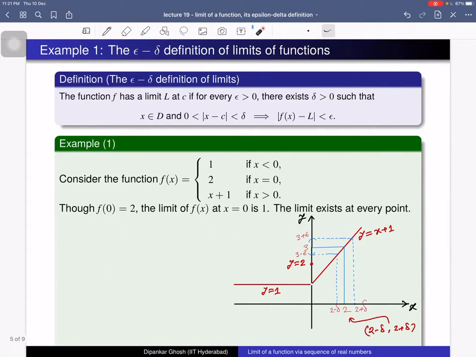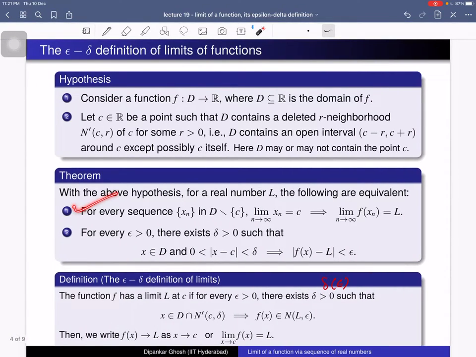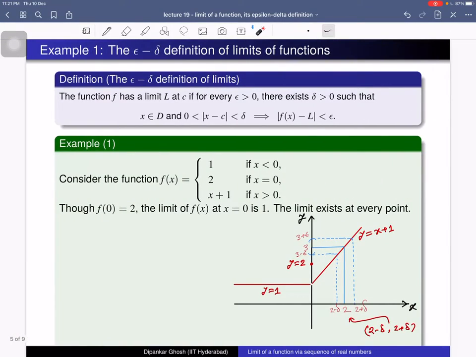Last time we analyzed this example using the definition in terms of sequences of real numbers, but let's analyze this example using the epsilon-delta definition. Consider this function: if x is a negative real number, the function value is 1, and if x is 0, it is given by 2. So on the negative side it is a constant, at x equal to 0 it is just 2, and if x is greater than 0, the function value is given by this line.